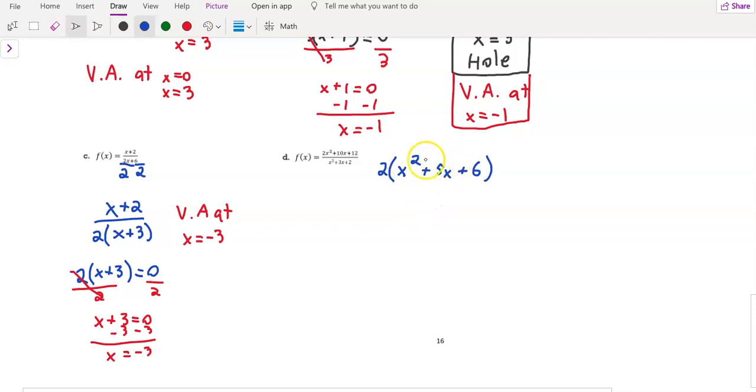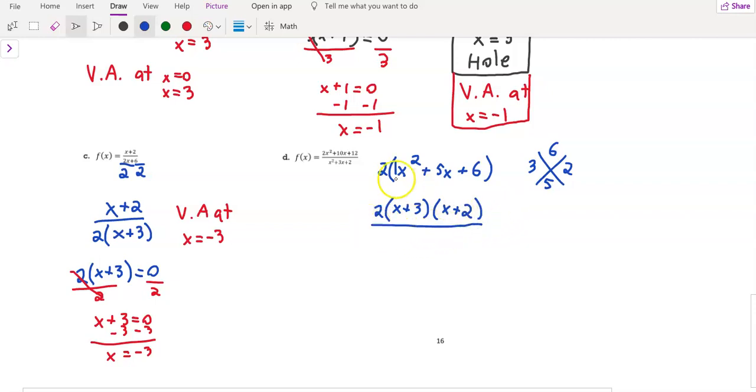Okay, I still do want to factor this in parentheses. So we multiply the first, which is 1, times the last, which is 6. So we get 6. Add to the middle, which is 5. Okay, now lots of people think, okay, 6 times 1, but we actually want to do 3 times 2. So I would have 2 times x plus 3, x plus 2 as my numerator all factored out.